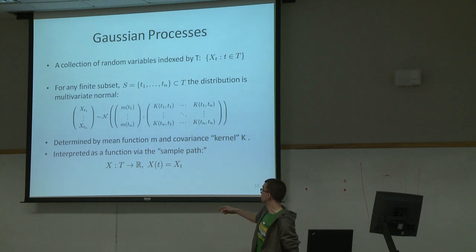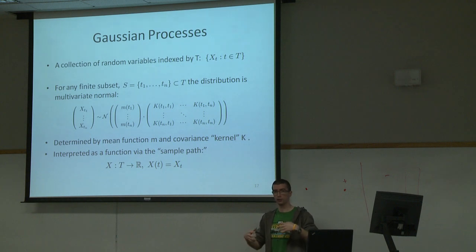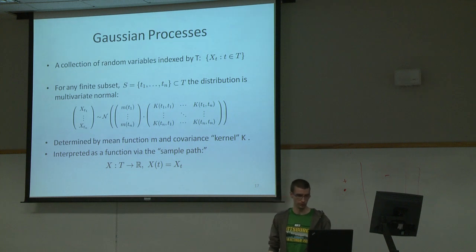You can think of a Gaussian process as a distribution of functions. You evaluate any finite set of points, and what you've got is a vector which has a multivariate normal distribution. The Gaussian process is defined completely by two things. First is a mean function, and the second is a covariance "kernel," which I put in quotes to be highly suggestive of what will come later.